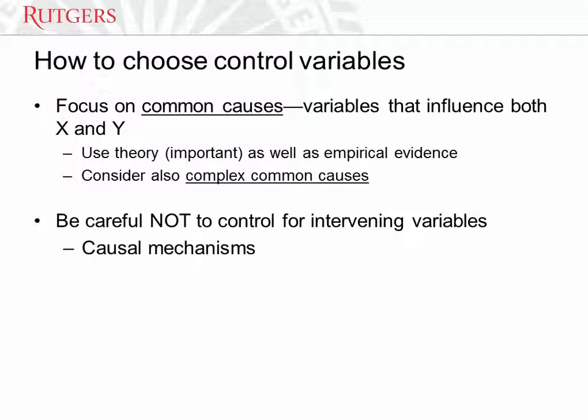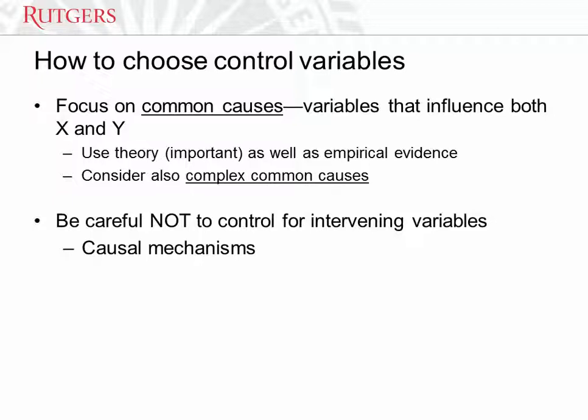And we talked a bit about common causes last week when we talked about causation. But the notion is that theory and thinking carefully about what might be driving both X and Y is a key part of picking control variables. And so hopefully the researchers did a good job of that. And in a good study, they should explain why they chose the control variables they did.